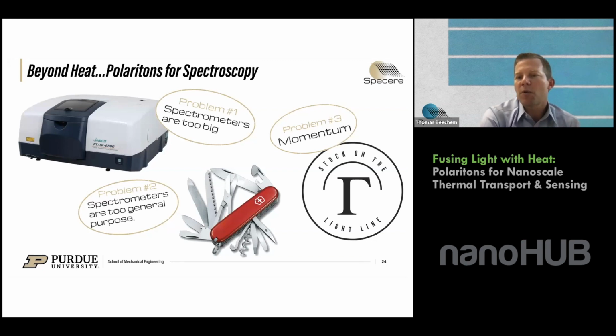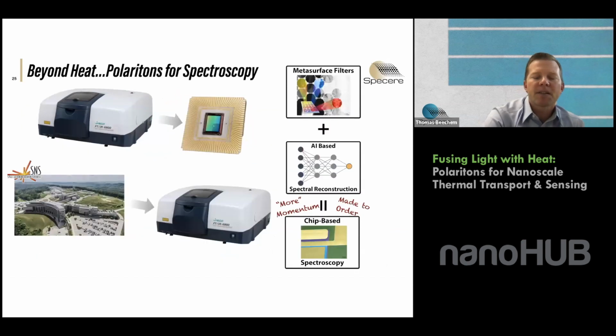when we use photons for spectroscopy, we're really stuck at the gamma point. We're stuck on the gamma, or we're stuck on the light line. And so we want to get off of that if we want to see more of the Brillouin zone as we probe these materials. And I think polaritons give us a way that we can do that. And so the way that we're going to approach that is by combining metasurface filters that are very, very narrow. That's why we use polaritons.